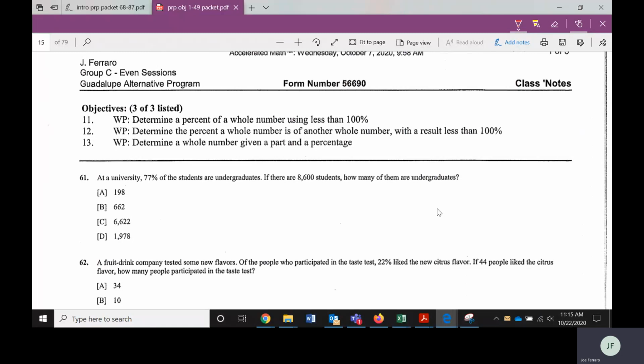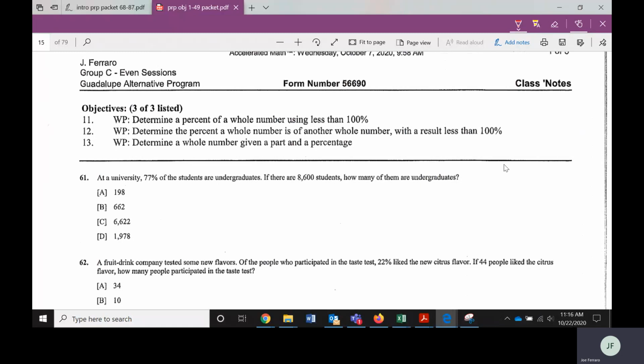So let's get started. There's really no new notes. It was what I just showed you a little bit ago, and I'll copy those down every now and then. So let's start with 61. It says at a university, 77% of the students are undergraduate. If there are 8,600 students, how many of them are undergraduate?